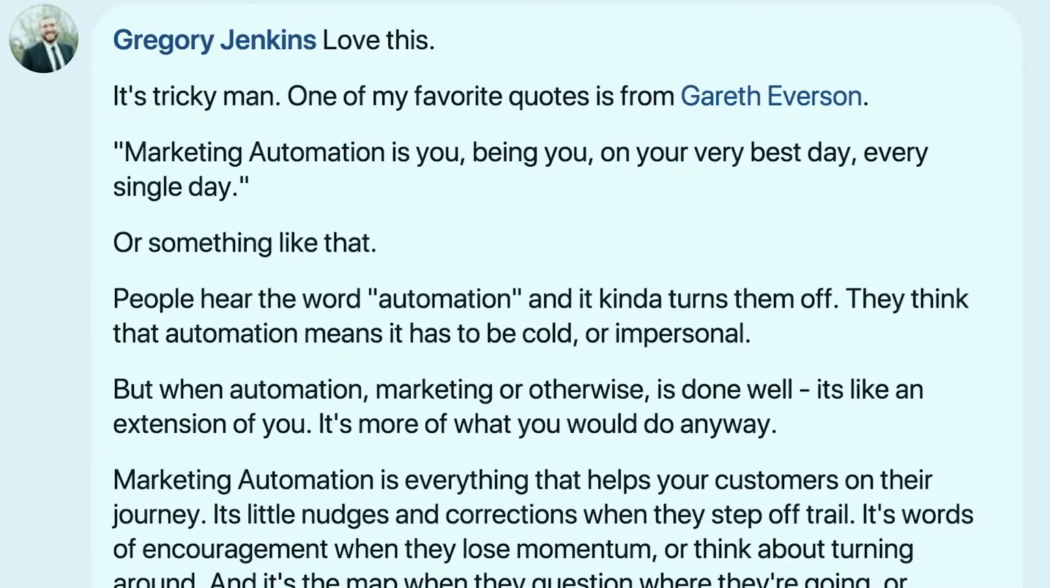Next up is my buddy Gregory Jenkins from Monkey Pod Marketing, and he says marketing automation is you being you on your very best day every single day. And I love that, right? Because we're sitting here saying that marketing automation can multiply you and make you more scalable. So you wouldn't want to show up every single day on your worst day. Well, show up your best, work hard once, automate it, and now you are you on your best every single day.